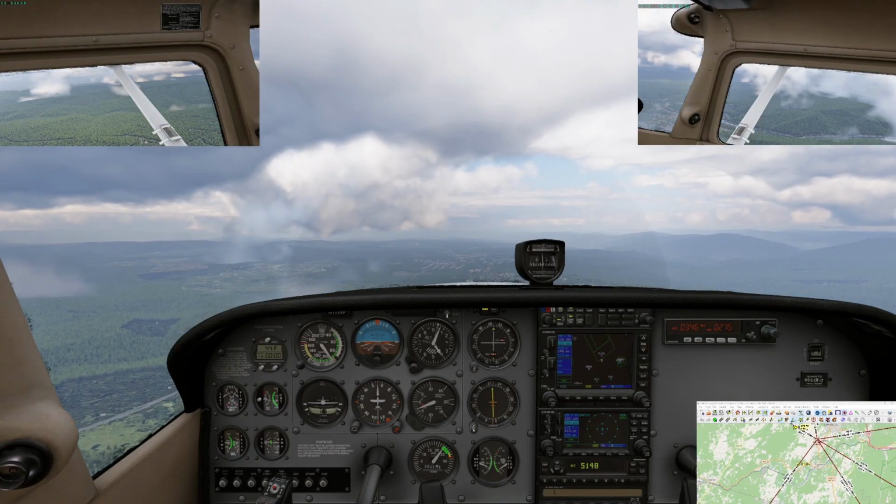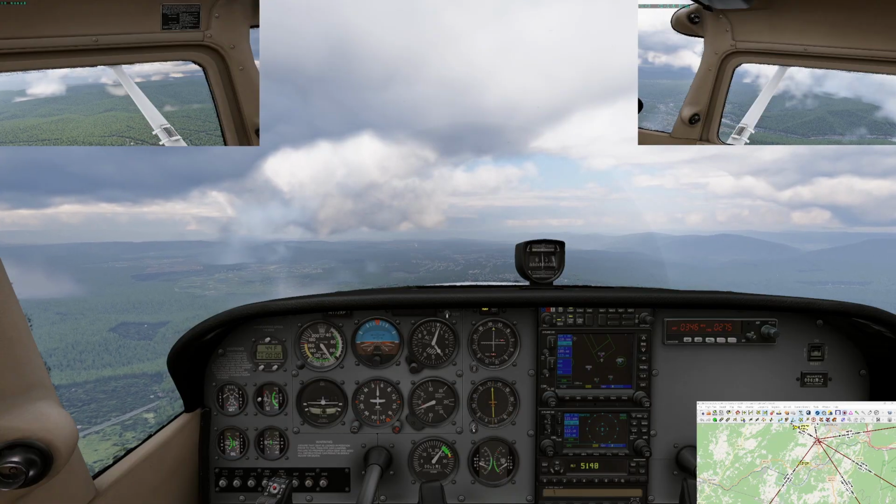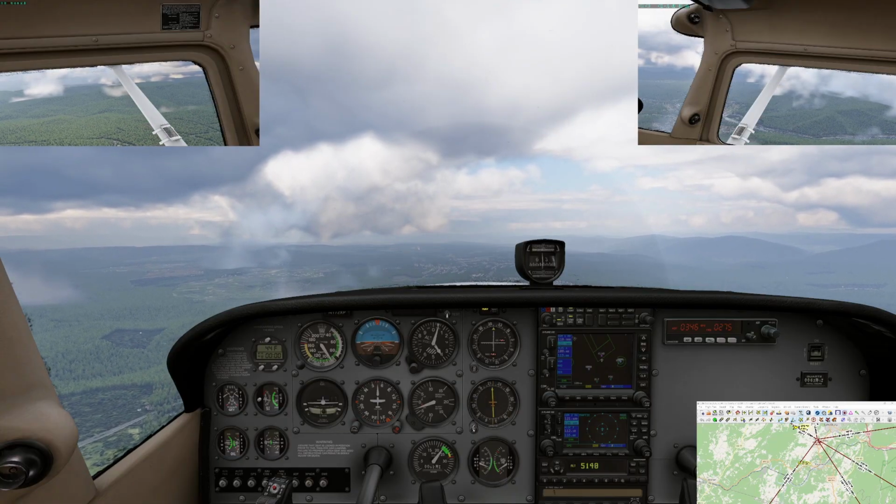Attention all aircraft. Greenbrier Valley information Sierra current. Altimeter 29.92.